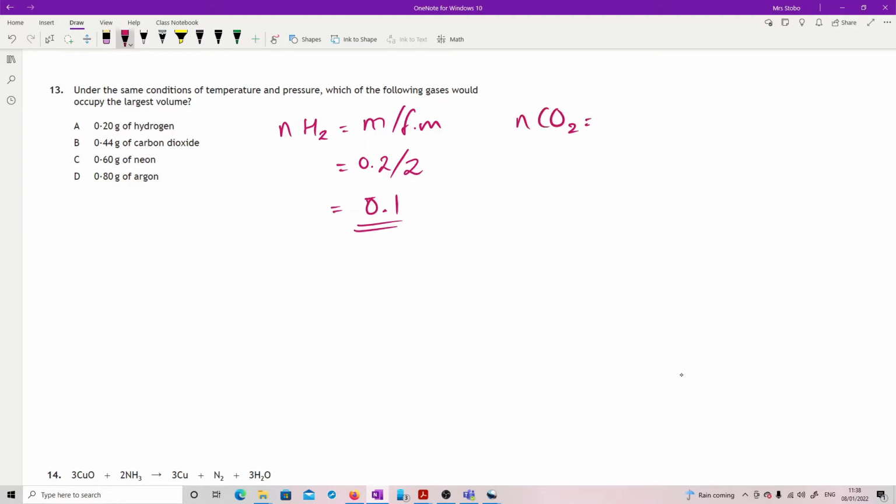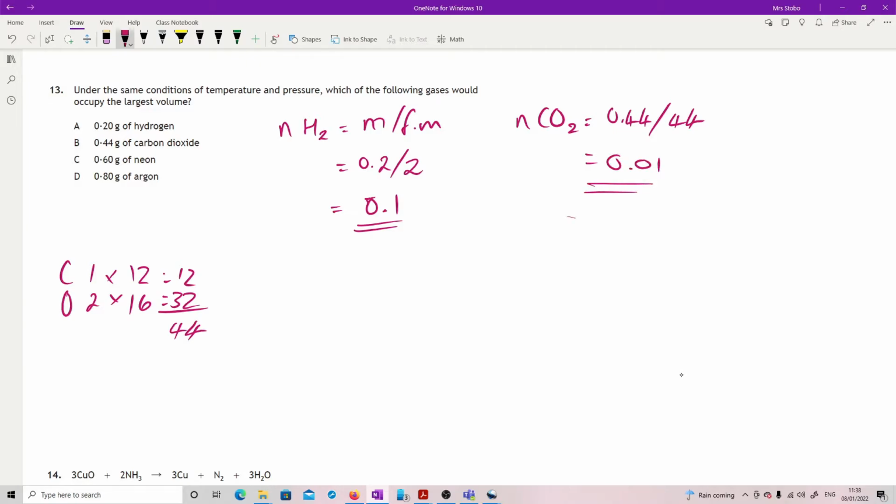My moles of carbon dioxide is going to be 0.44 divided by 44, because formula mass of this is one that you use so often that I would expect you almost to know it, but always do the calculation in an exam, because you don't trust your brain. Okay, so 0.01.